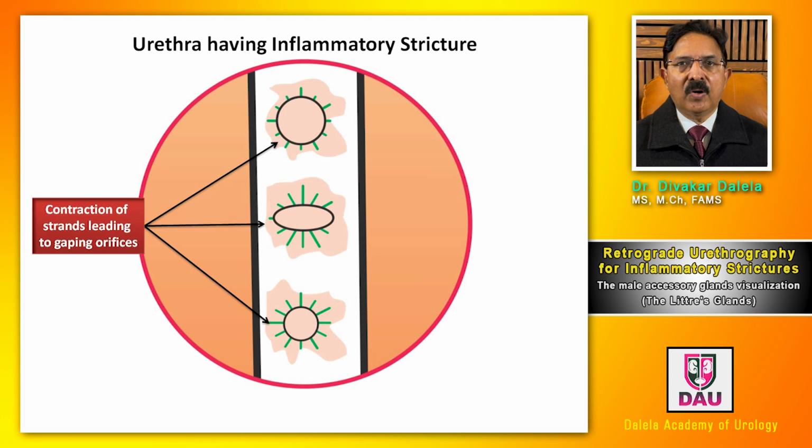These holes of lacunae urethrales, or these holes of Littre's glands, become dilated and become incompetent. And when the contrast is pushed into the urethral lumen, contrast will escape into these ducts and will show you these structures.